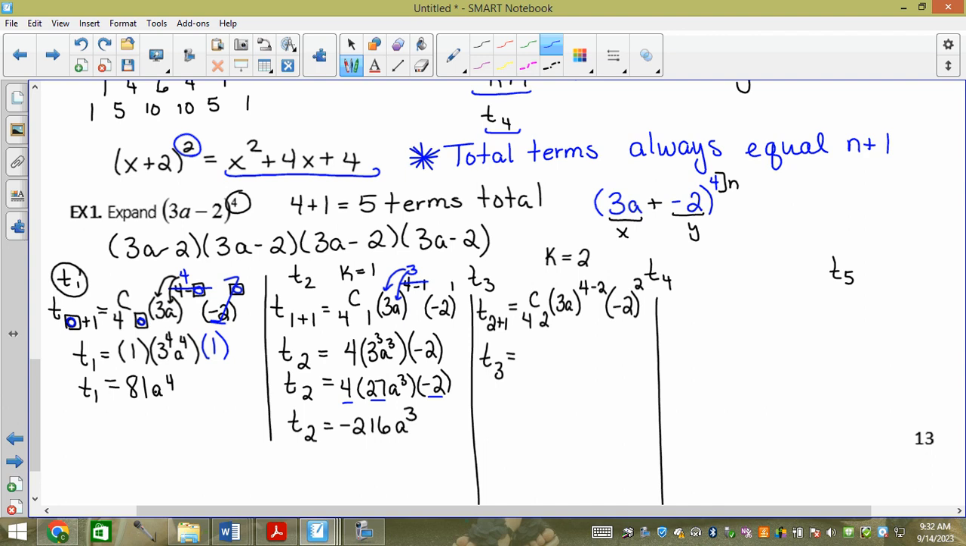Four C2 is 6. And then we get 3 squared, which is 9, A squared, and then times 4. So you can skip that middle step in there, right? But I would for sure at least show this one. And then we get 216 again.